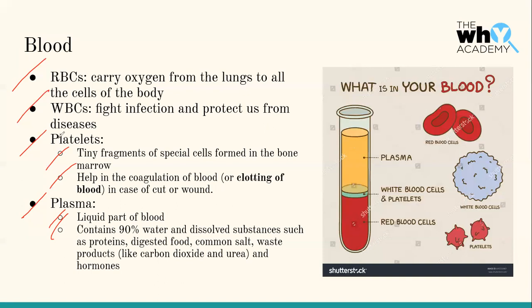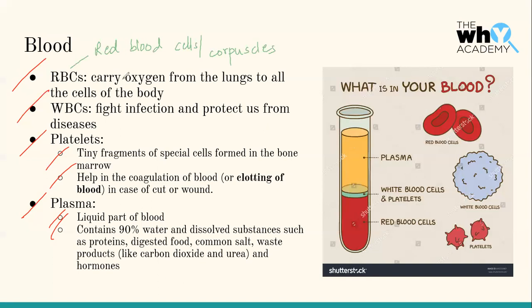Okay, so blood is made up of three main types of cells, which are called RBCs, WBCs, and platelets. RBCs stand for red blood cells or red blood corpuscles. WBC is white blood cells or white blood corpuscles, and you have platelets.